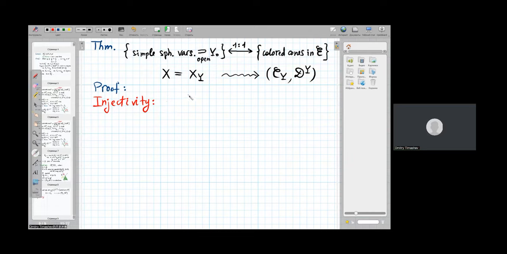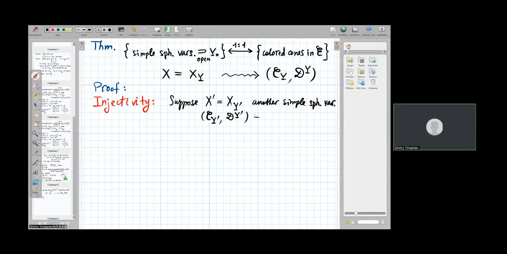Okay. So now let's prove the injectivity. Suppose X prime is another simple spherical variety, containing the closed orbit Y prime, for instance, with the same colored cone. So suppose that the colored cone of this one, C_Y prime, comma D over Y prime, is the same as C_Y comma D over Y.